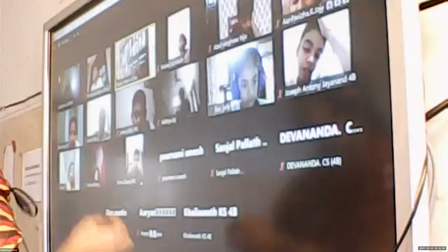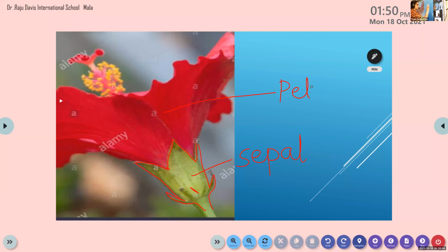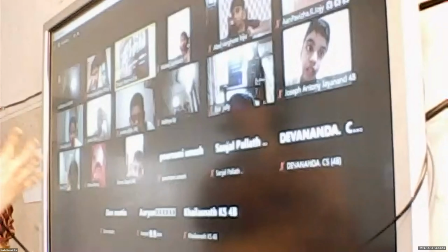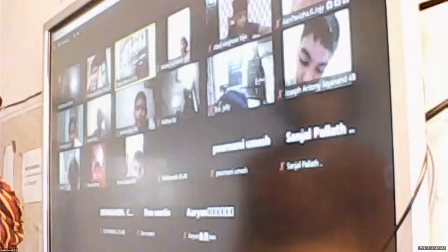Isn't it, during the Onam season? So here also, this attractive part of a flower is called petal. Petals are the most attractive part of a flower. Sepals are the green colored leaf-like structure that protects the bud. Are these two parts clear? Sepals and petals. Yes, ma'am.